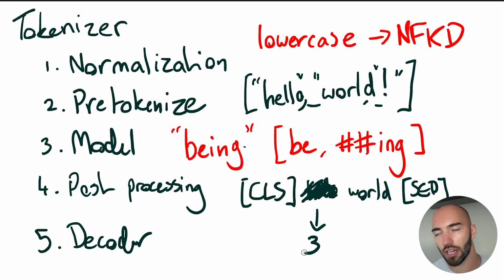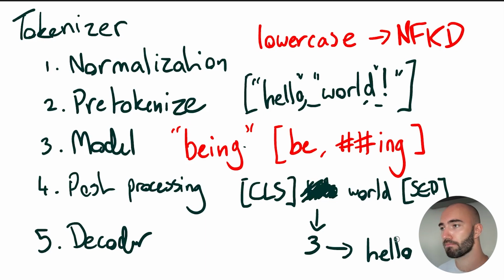So we need a decoder to take that number 3 and translate that into something more readable for us, which would be hello. Okay. And that's what a decoder is for. So obviously we don't need it for the input into BERT, but we do need it if we want to understand the output from BERT. So that's our tokenizer components.